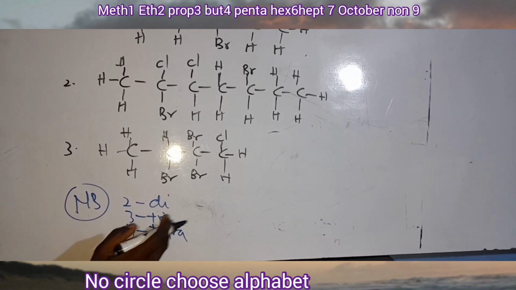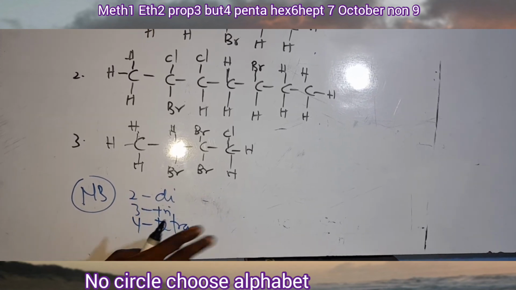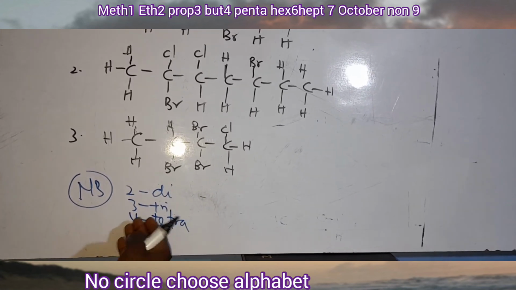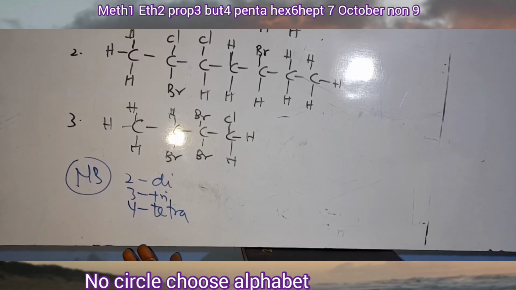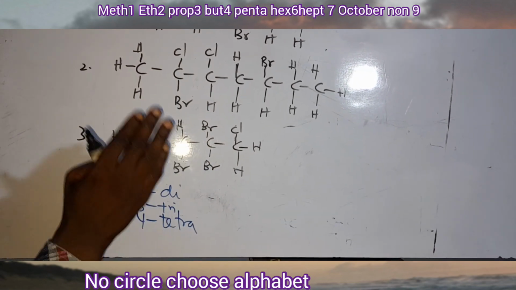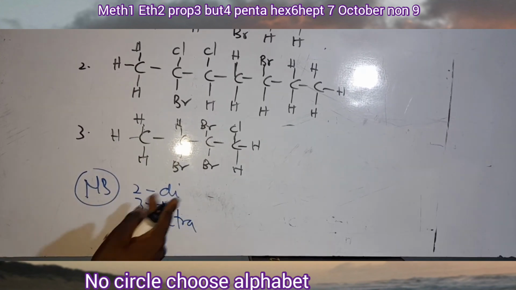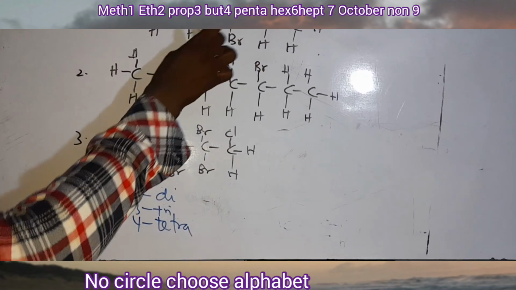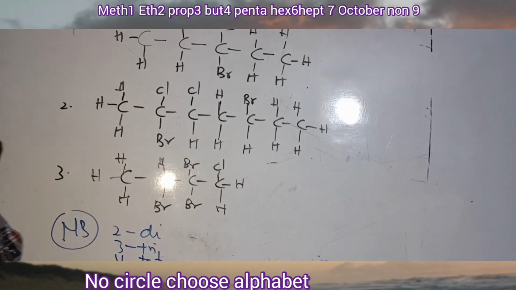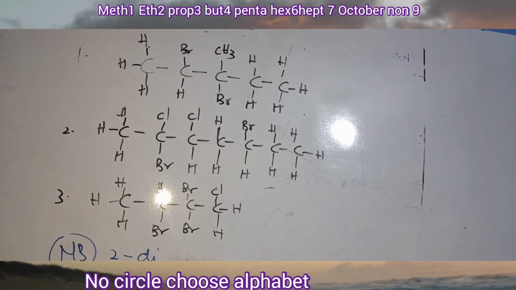If it is 4, it becomes tetra. So if I have 2 of the substituent it becomes di, 3 becomes tri, 4 becomes tetra. Is that okay? If you have 4 chlorines, it becomes tetrachloro; 2 becomes dichloro; 3 becomes trichloro. So look at the exercise very well, and then try and name these organic compounds.